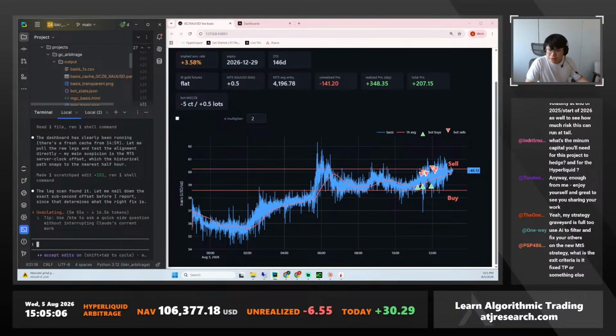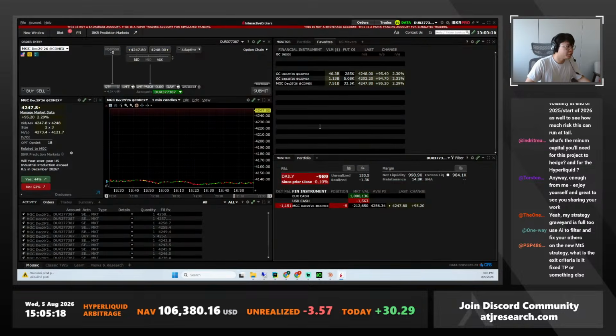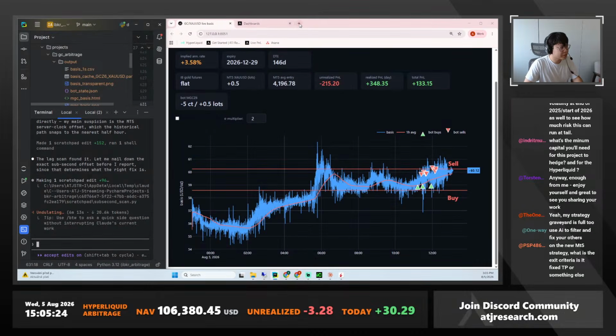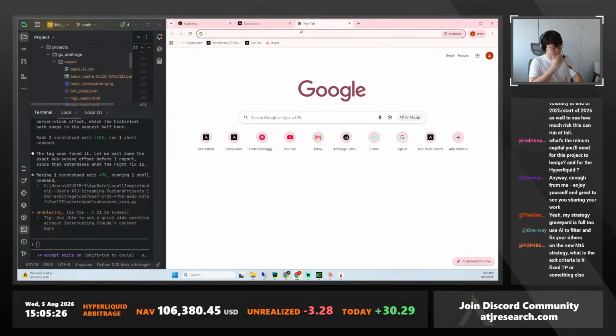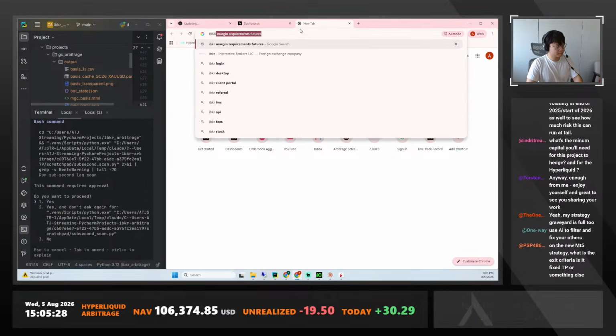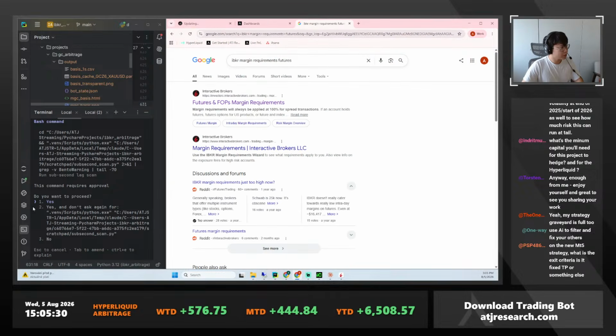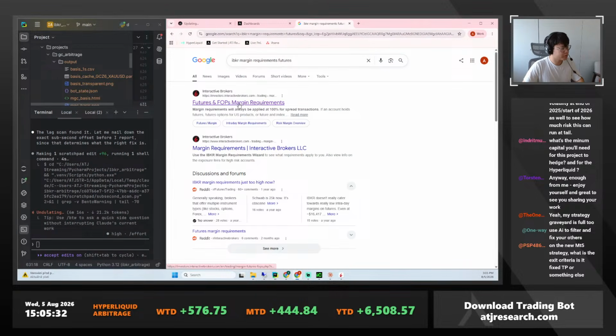What's the minimum capital you'll need for this project to hedge and for Hyperliquid? Well, Hyperliquid is a bit cheaper. I think you can start with $200 on Hyperliquid, so Hyperliquid is going to be a little bit easier. On futures, it's a bit more difficult because the margin requirement on Interactive Brokers is a little bit high. All right, let me show you the Interactive Brokers margin requirements.